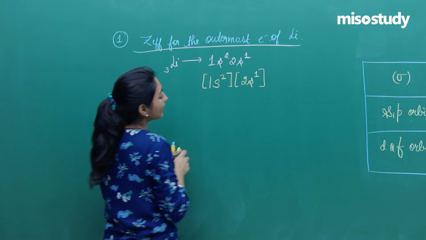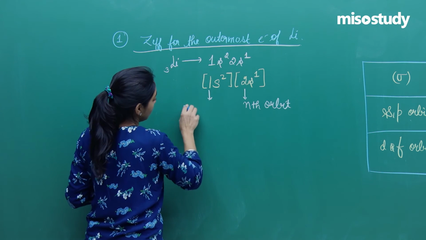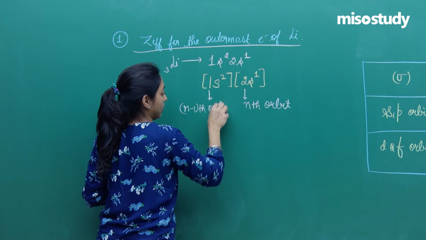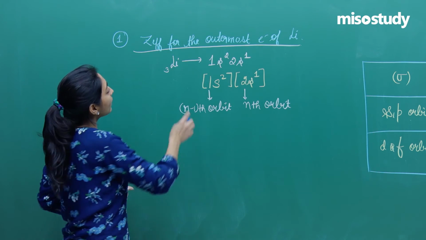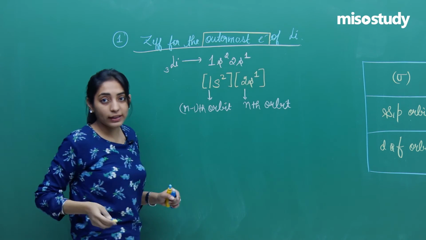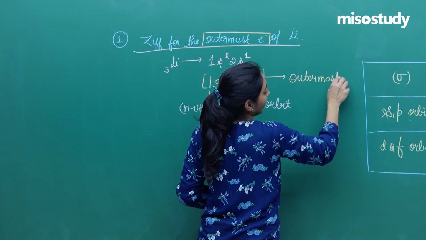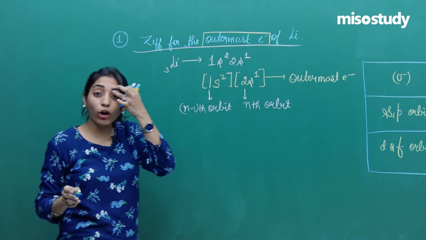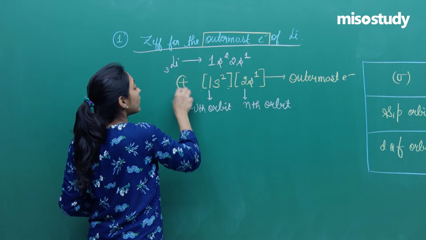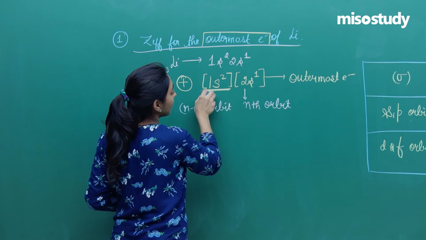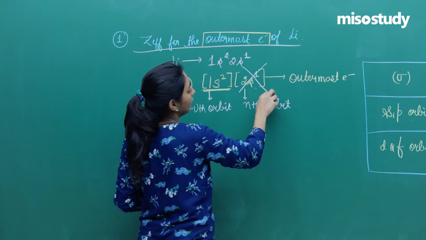Okay. Now see, this is the nth orbit, and this is the n minus 1th orbit, right? Now see, we need to find the Z effective for the outermost electron of lithium. So this is the outermost electron. And if this is the outermost electron, that means this will not be utilized in shielding. So this will not be shielding itself. The inner lying electrons will shield. So this is the nucleus here. These inner lying electrons are going to shield the outermost electron from the positive charge of nucleus, right? So we are not going to consider anything here.